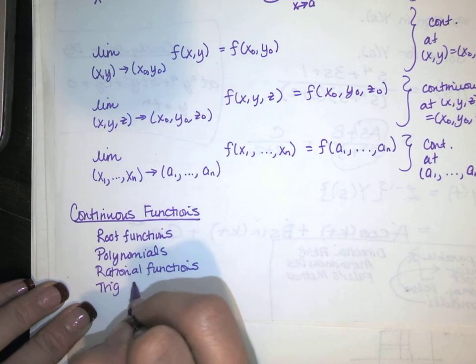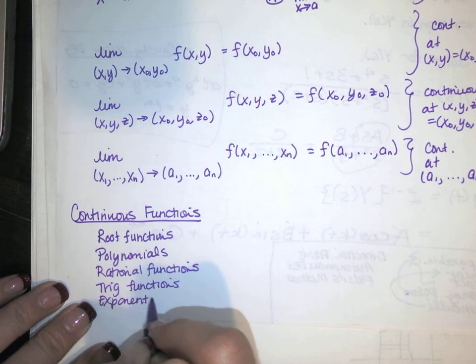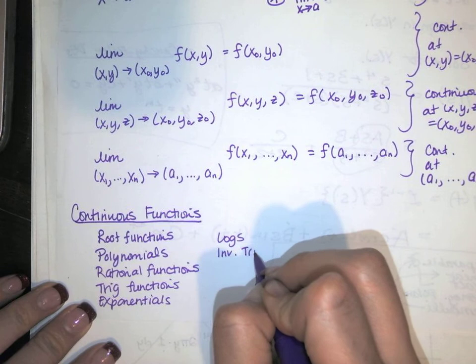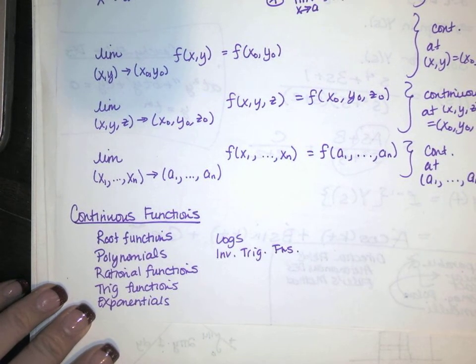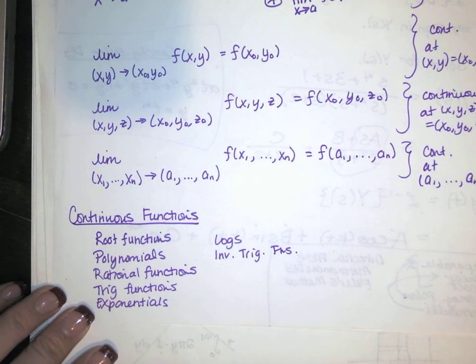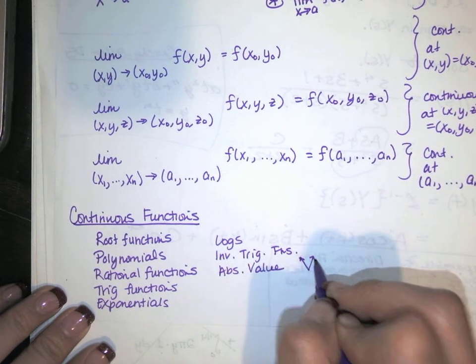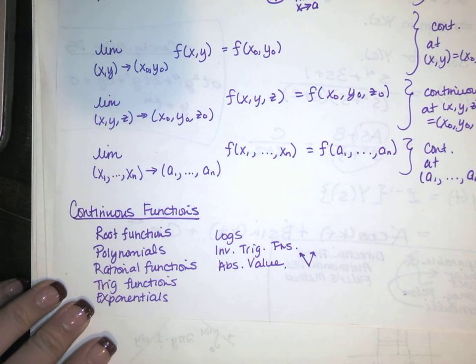Trig functions, exponential functions, logs, inverse trig functions, gosh, is there anything else? Did we cover them all? Power functions are special cases of that. Lines are special cases of polynomials. Absolute value is continuous. It's got that V shape. Yeah, all of these functions are continuous on their domains.